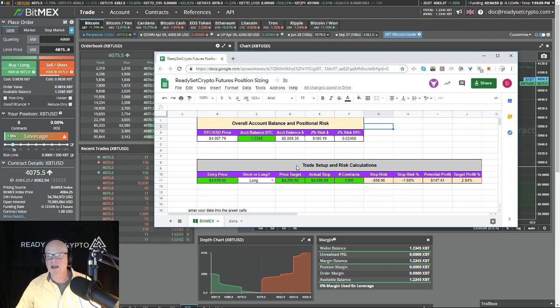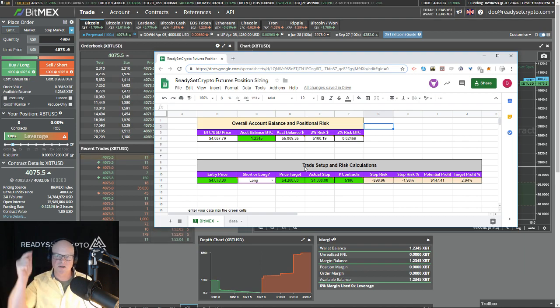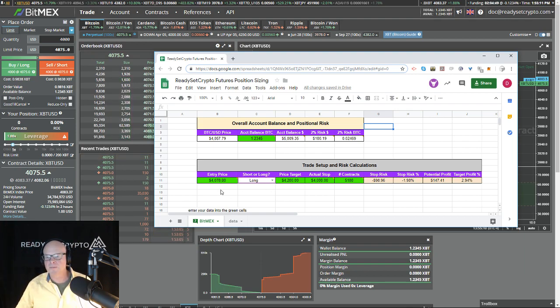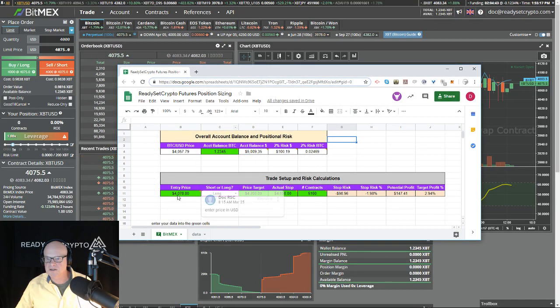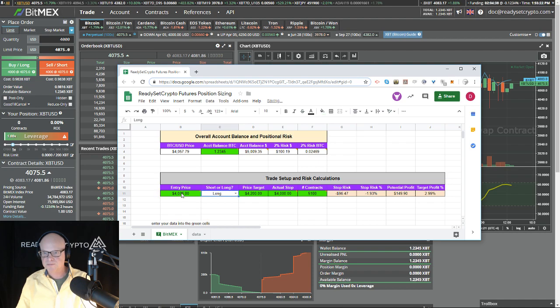So now we have to set up the trade. If I get the signal, hey, go long, young man, here's my entry price. Now, what did I say was my entry price? It's going to be 40.76. So let's change this to 40.76.